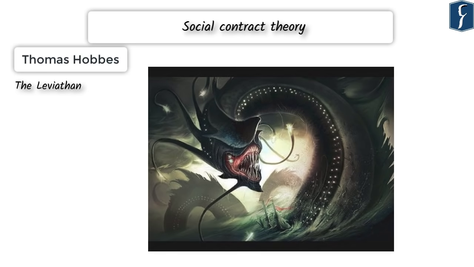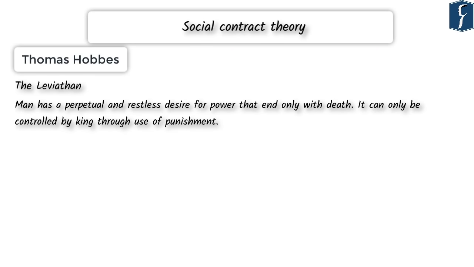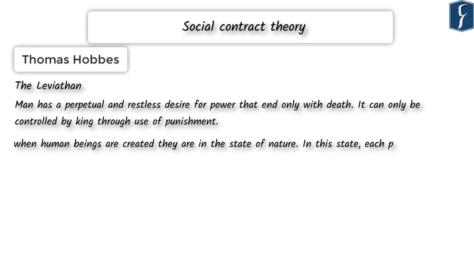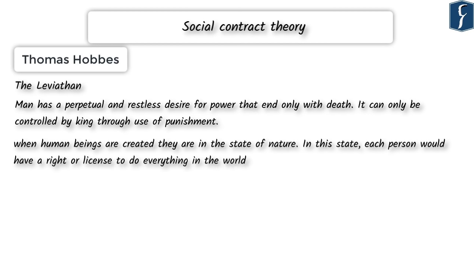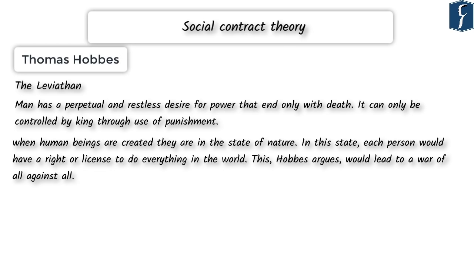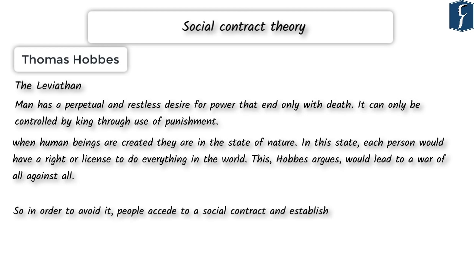Thomas Hobbes in The Leviathan says that man has this perpetual and restless desire for power, and this ends only with his death. During his existence on earth, it can only be controlled by the king through use of punishment. As per Thomas Hobbes, when human beings are created because of this desire, there is a state of nature. In this state, each person would have a right or license to do anything and everything he or she wishes. Hobbes argues that this would lead to a war of all against all. So in order to avoid it, people agree to a social contract and establish a civil society.